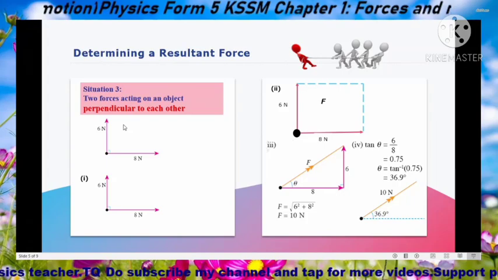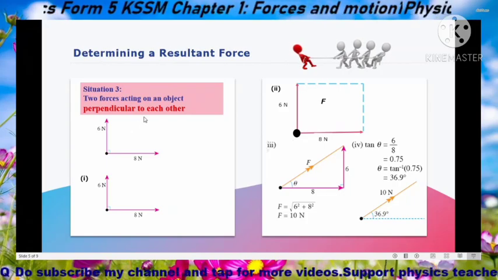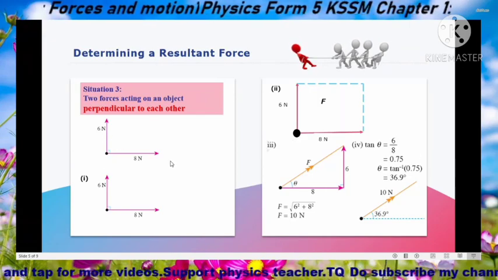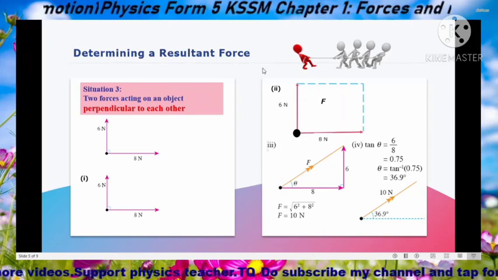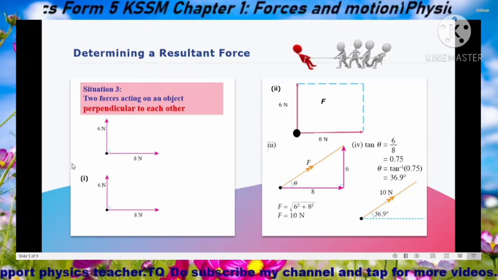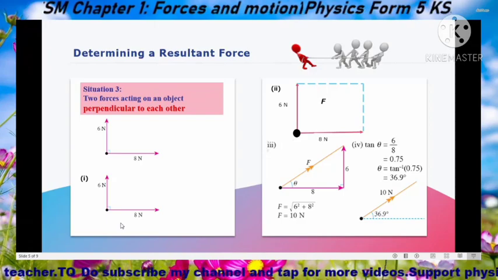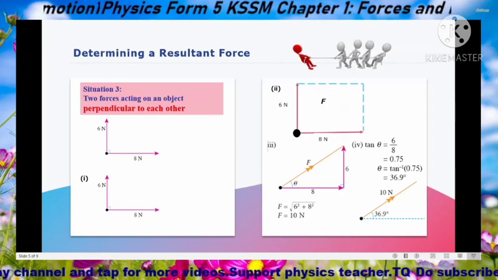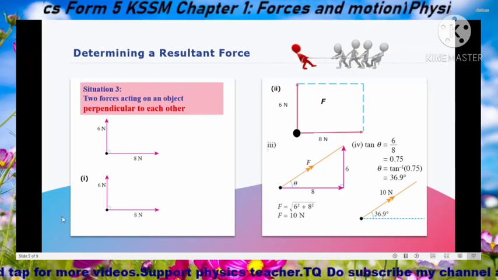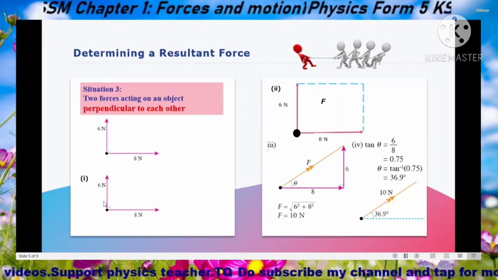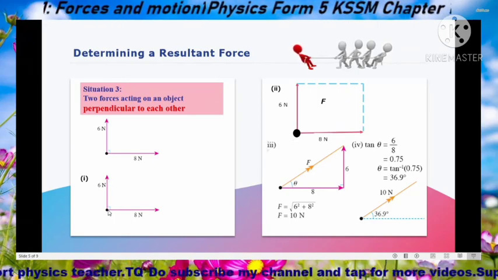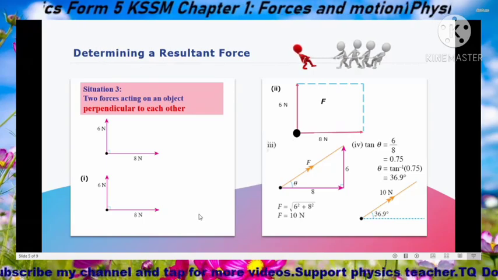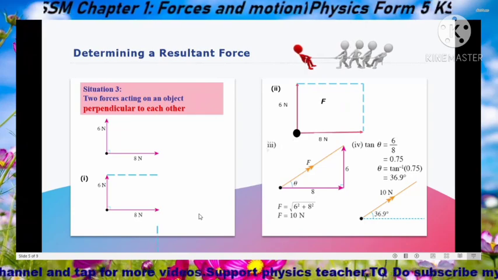Okay, next situation. The two forces acting on the object perpendicular to each other, 90 degrees to each other, 6 Newton, 8 Newton. So there's a step to solve this one. This one is by using mathematical operation, but before that we need to sketch a vector triangle. Okay, in order to get a vector triangle, suggestion is you can see these two forces already form two sides of a rectangle. So what you do, you just complete it to become a rectangle.